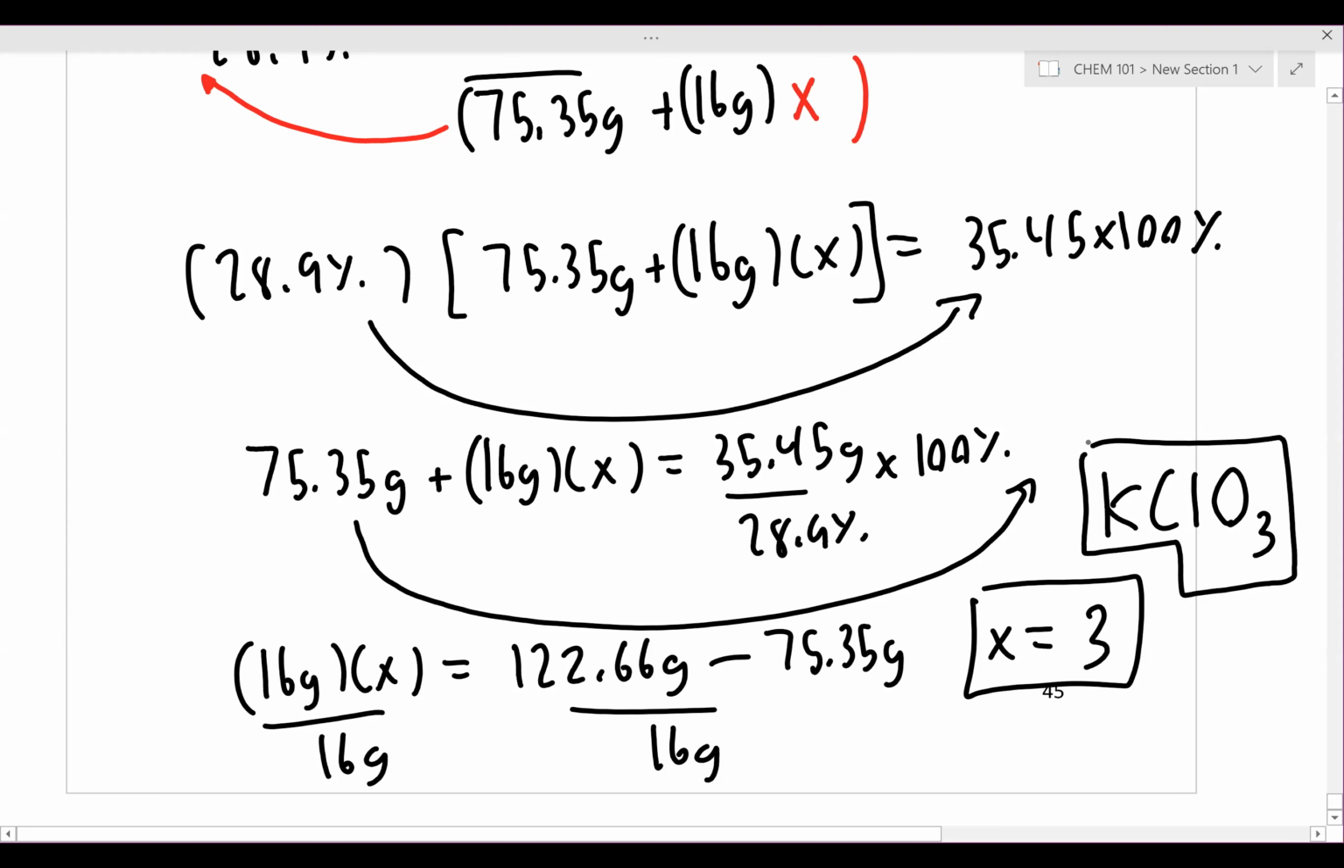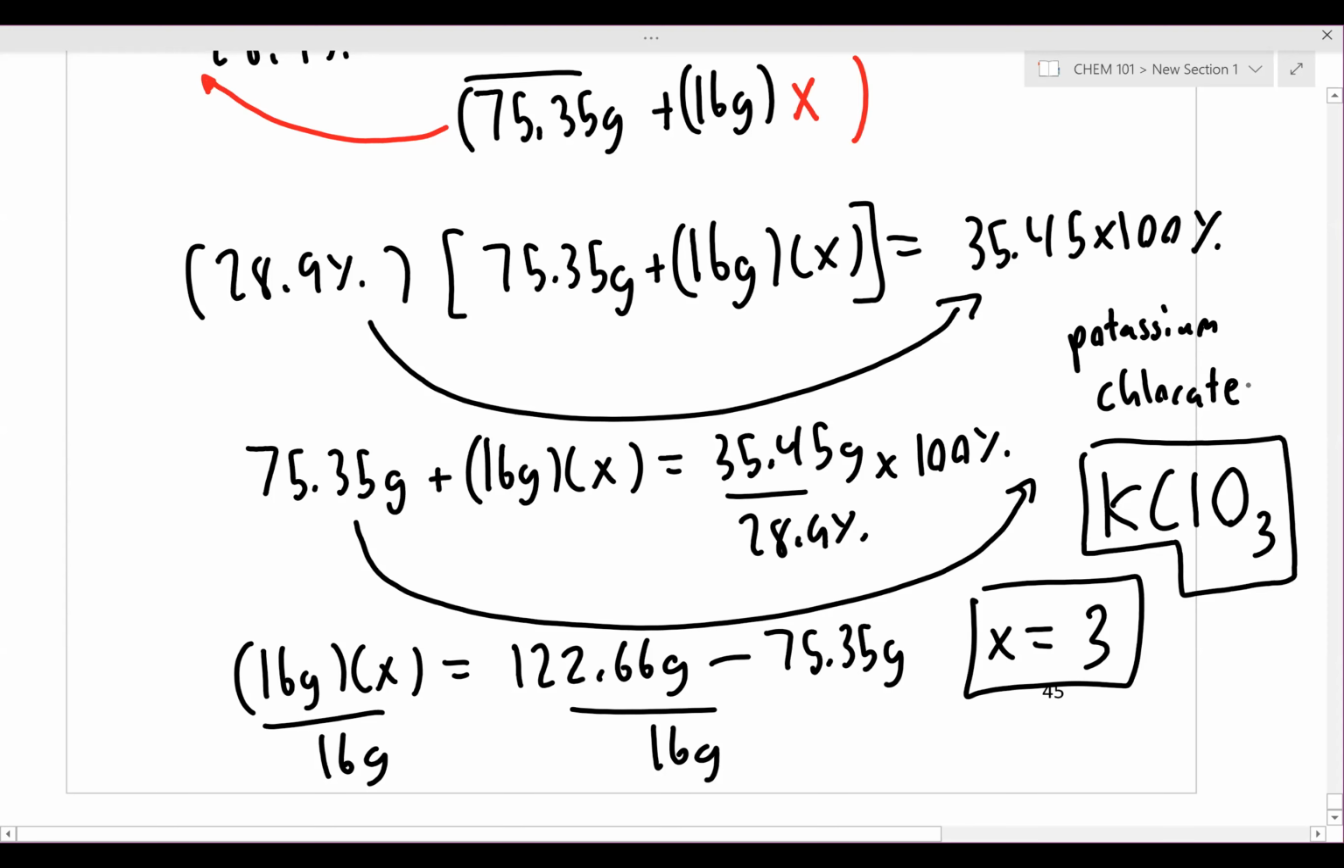Would someone like to finish off this problem by telling me the name of KClO3? Potassium chlorate. Exactly right. So let's write this out. Does this problem make sense to everyone? Does the way that we solve this make sense? Are we using any equation that we haven't seen before? Are we doing anything that we fundamentally haven't seen before?